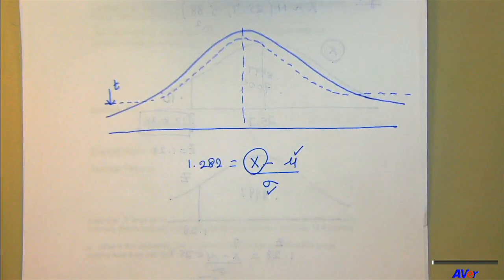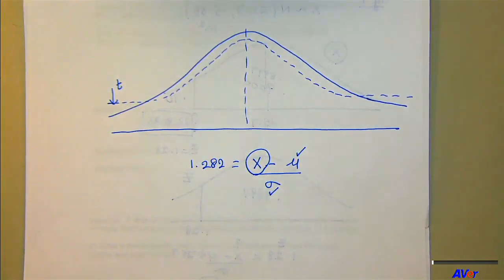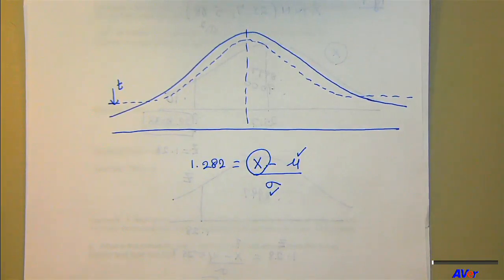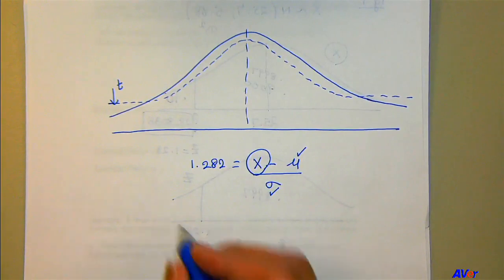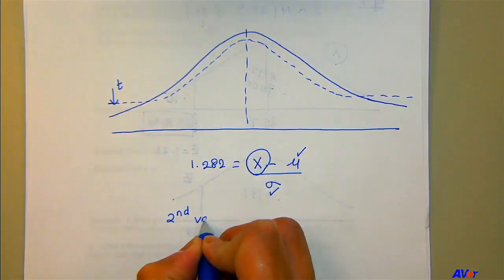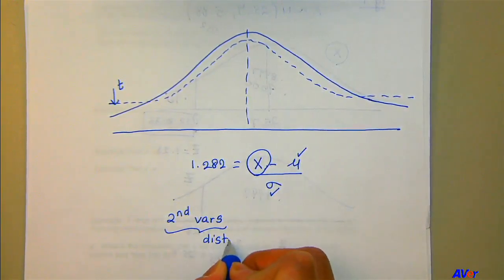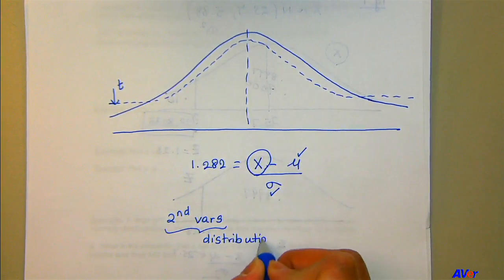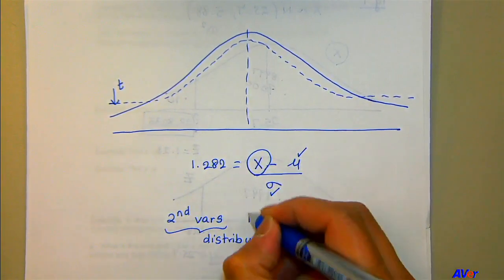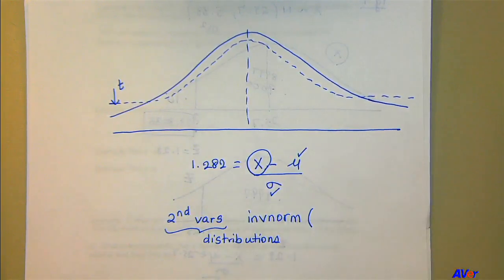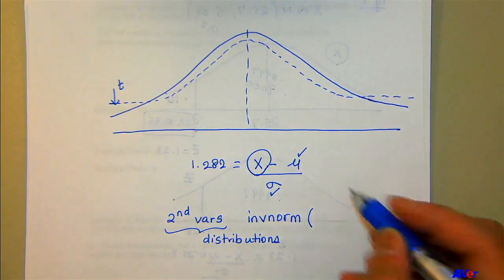That's better for me too because I can fit more to a page. Any question on this? How do you do this on the calculator? Second, VARs. That'll bring you to distributions. And then inverse norm. The argument of the inverse norm is the percentile.